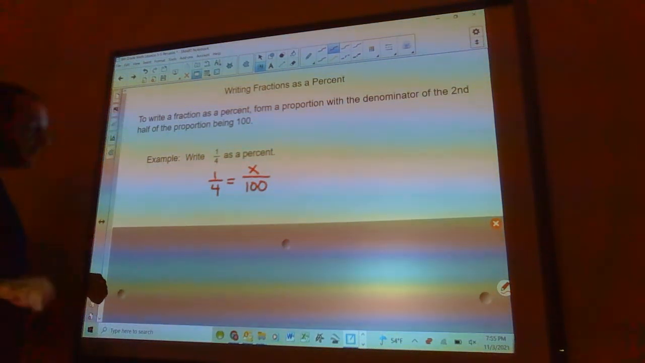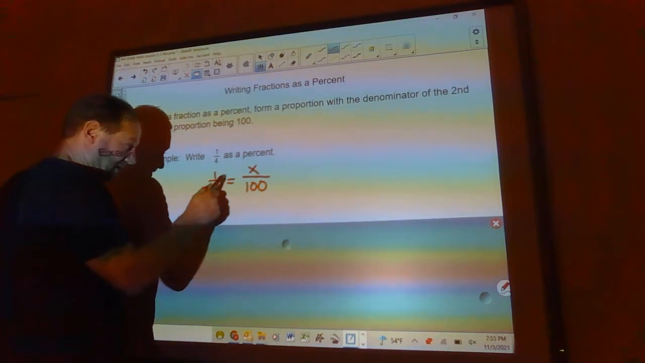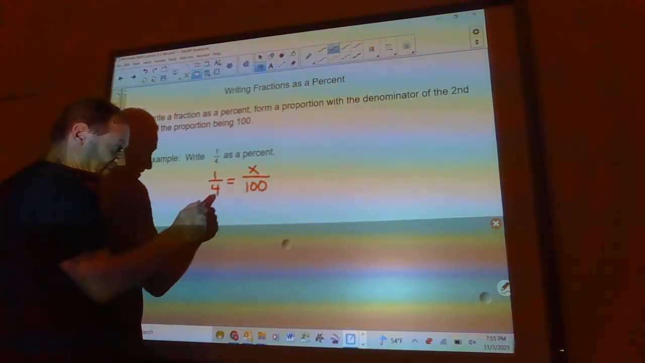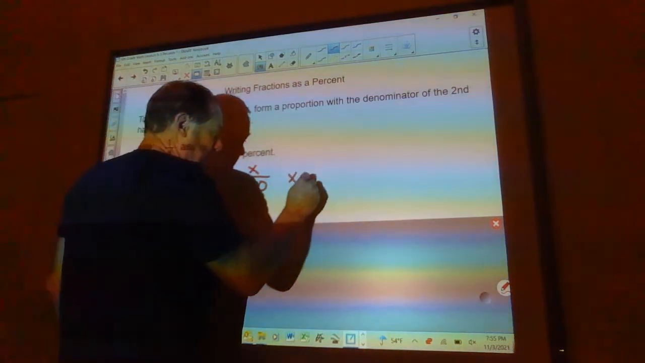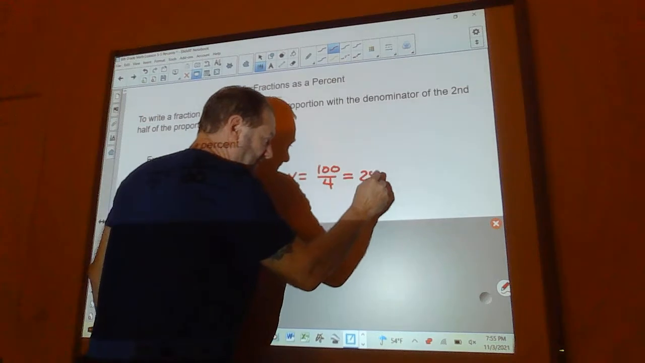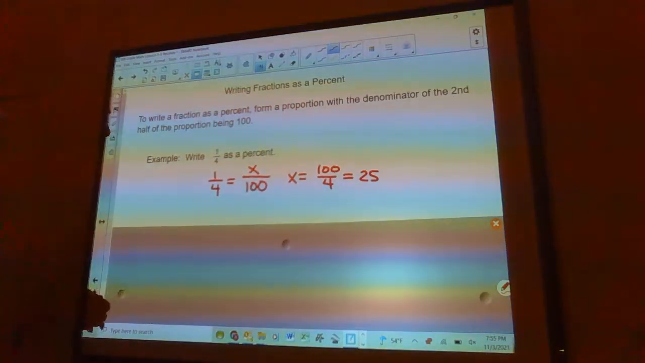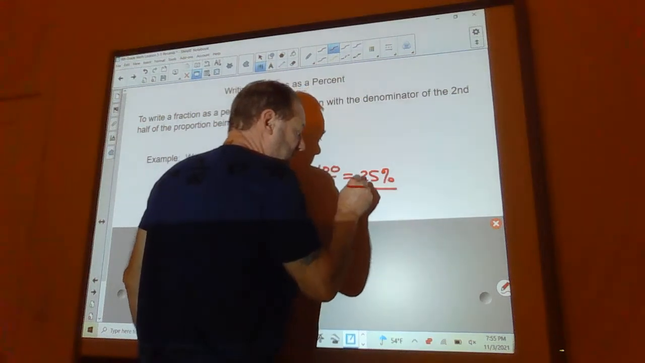Now we're going to solve the proportion. Remember, when we solve a proportion, we find the 2 diagonal numbers, multiply them together, and divide by the other one. So this is going to be 100 divided by 4, which is going to be 25. And then we change that to a percent, so this is going to be 25%.